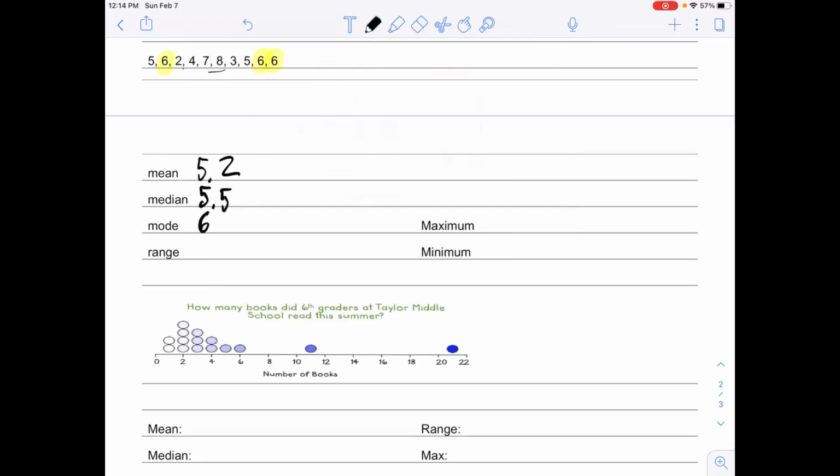For my range, I want the biggest number minus the smallest number. The biggest number is 8. The smallest number is 2. That gives me a range of 6. And then my maximum was the biggest number, 8. And my minimum was the smallest number, 2.